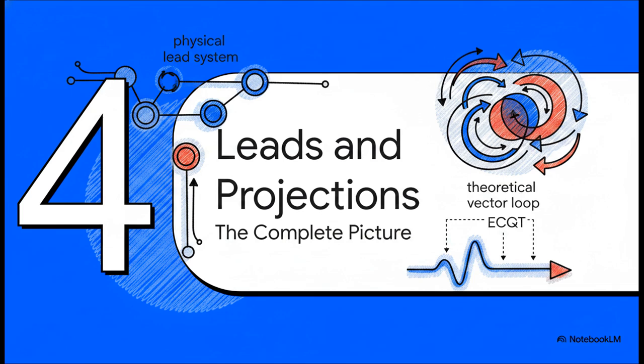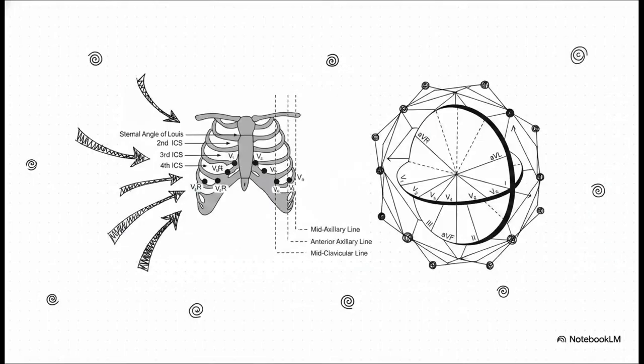Okay, so let's put all the pieces together. In this section, we're going to connect the dots between the physical lead system that you place on a patient and this theoretical vector loop to see exactly how those final ECG waveforms are actually generated. And here you can see that direct link between the practical and the theoretical. The very physical act of placing an electrode on a specific anatomical landmark on the chest directly determines its precise viewing angle within that 3D coordinate system. In short, where you place the lead dictates the perspective it has on the heart's electrical show.